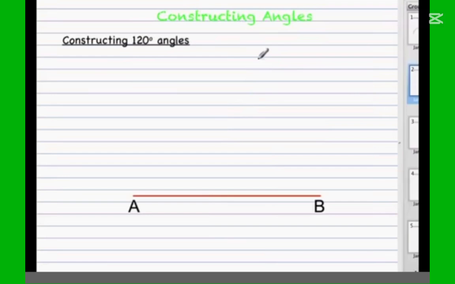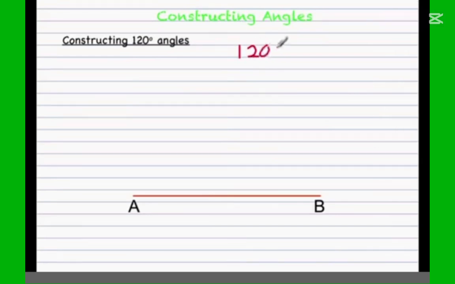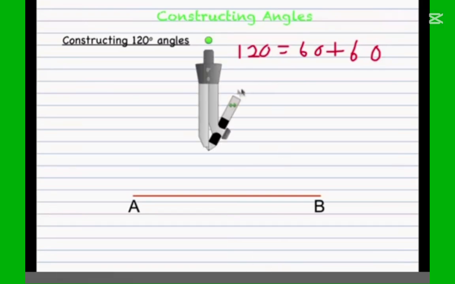Let me move on now to the construction of a 120 degree angle. Now I'm thinking about 120 degrees as 60 degrees plus 60 degrees. So if I could first draw a 60 degree angle and then draw another 60 degree angle on top of that one, then I would have created 120 degrees. All right, so the first thing we need to do is to construct the first 60 degree angle.